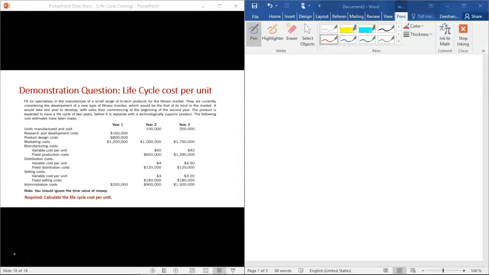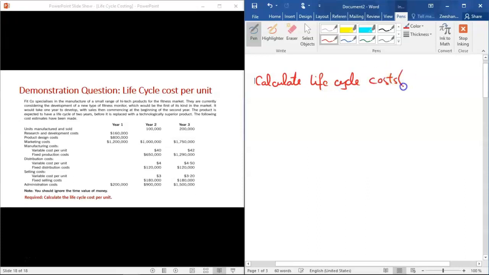There is a whole lot of information, but I will go straight into the workings. We need to calculate life cycle cost per unit, so first I will calculate the life cycle cost in total. I will accumulate all the costs. That's the concept: life cycle costing accumulates all the costs over the entire life cycle. So I will take each cost in turn. The first cost is research and development cost, so I will take this research and development cost.